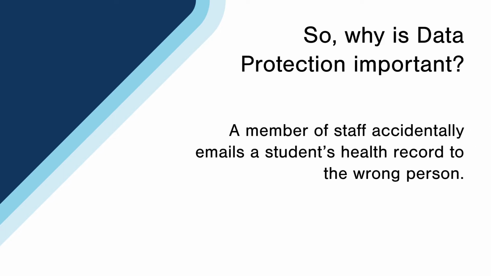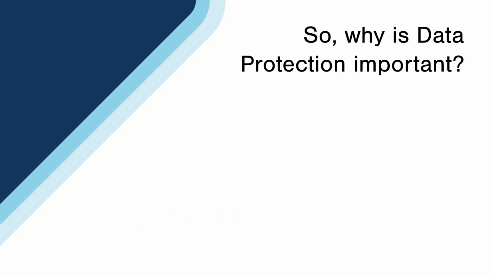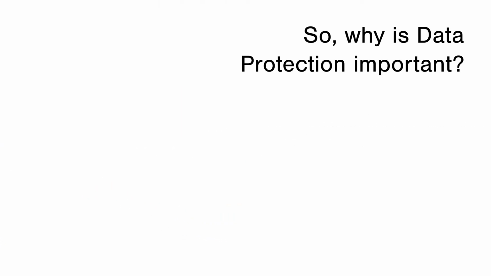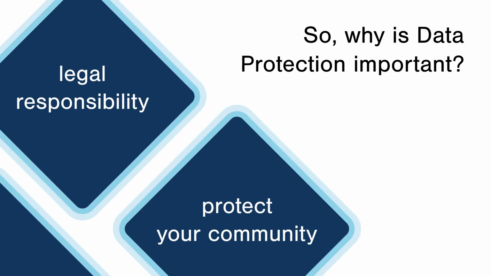Let's say a member of staff accidentally emails a student's health record to the wrong person. This could lead to personal details being exposed, causing embarrassment or even harm. That's why following the right data protection procedures is not only a legal responsibility, but also a way to protect everyone in your school community.